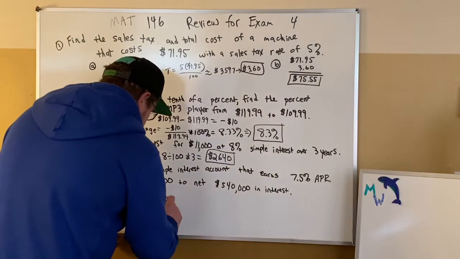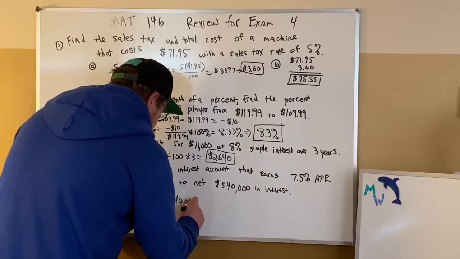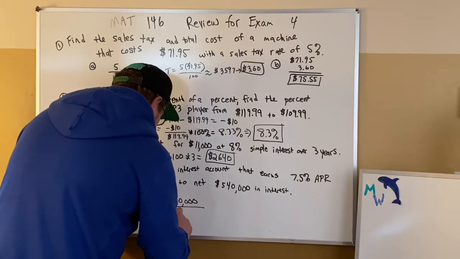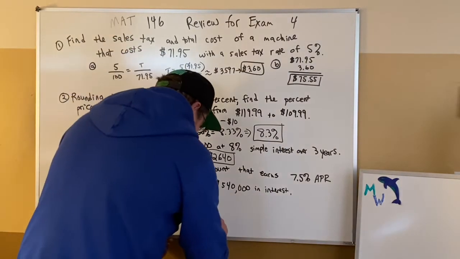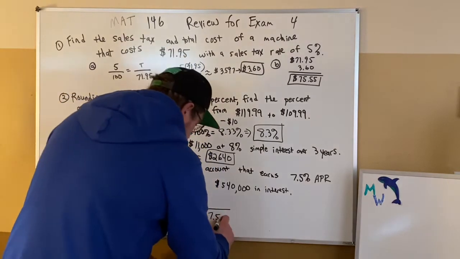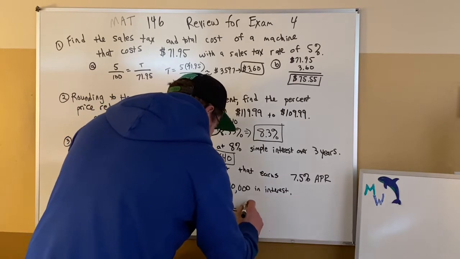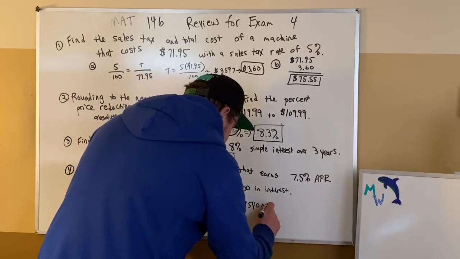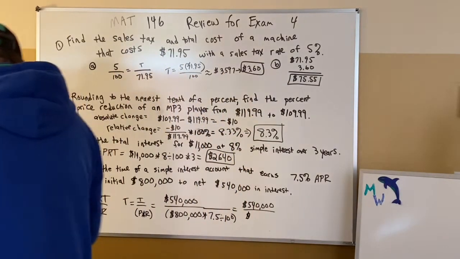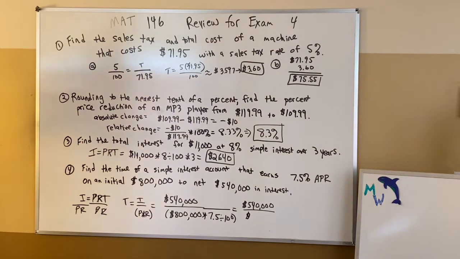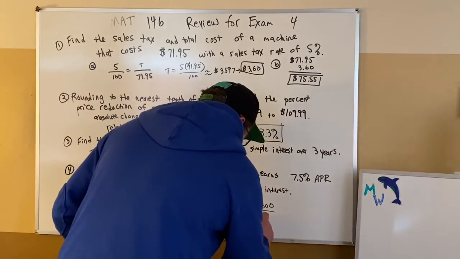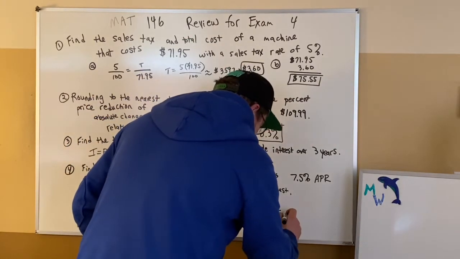So our interest is $540,000. And on the bottom, we've got $800,000 to be multiplied by our interest rate, which is 7.5 divided by 100. So let's figure out what the denominator is to go under our 540,000, which also has its dollar sign here. And we've got our 800,000 times 7.5 and divided by 100. Now we've got 60,000. The dollar signs cancel. And when this is all done, you have 9 years.